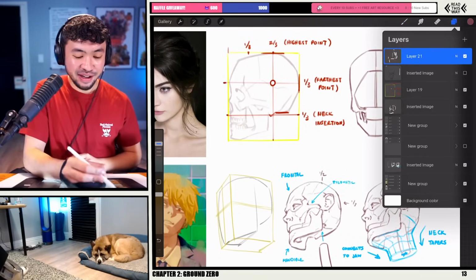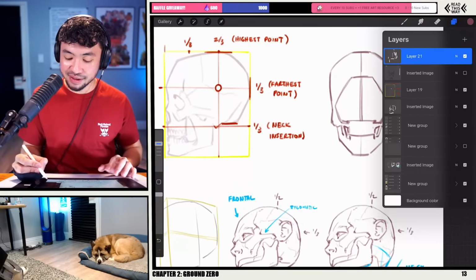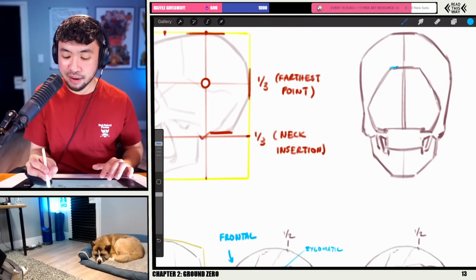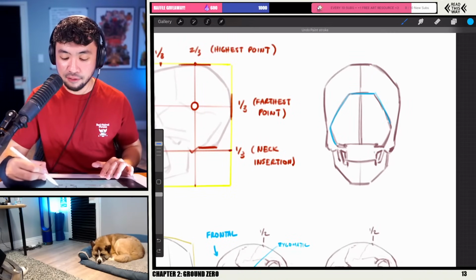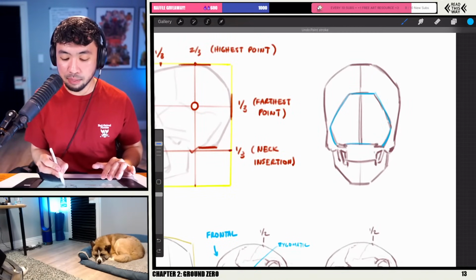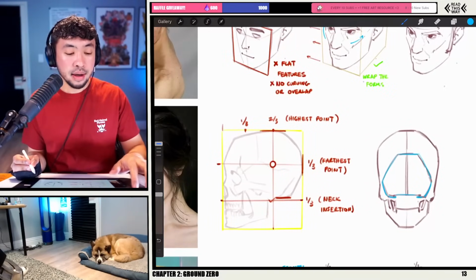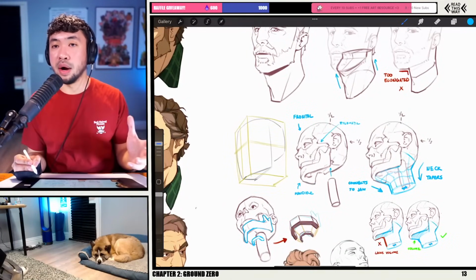Let's go back here and talk about the back of the skull. This is, by the way, the occipital bone that I've been talking about. We've been raving about this occipital bone area because when I was really struggling in the past with drawing my characters and figuring out how the neck connects to the head, it was because I lacked understanding of what the heck the neck even was.